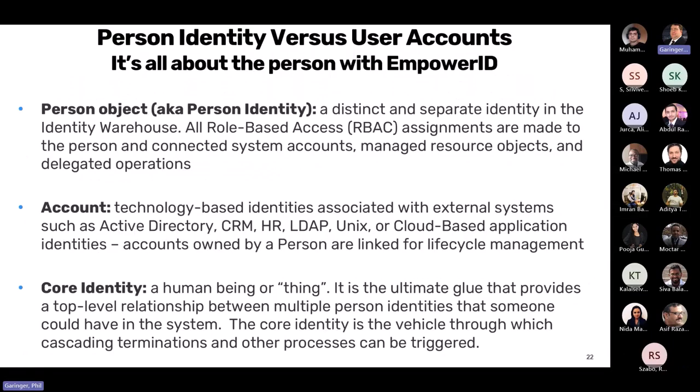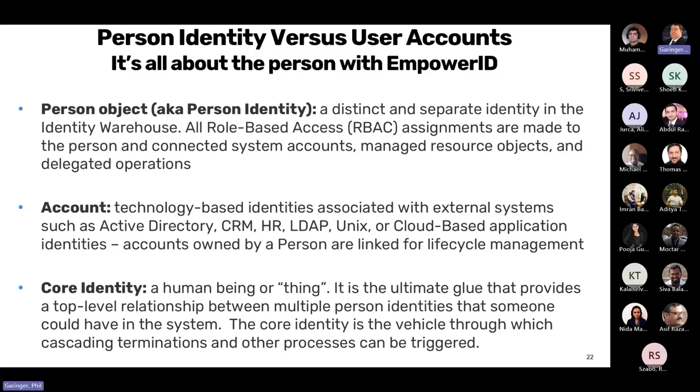Let's talk a little bit about some specific identity concepts in EmpowerID, and how we look at identities and accounts and people and all that stuff. How EmpowerID looks at identities within our identity warehouse. When we're managing identities in EmpowerID, the primary management identity that we're using is called the person object, the person identity. That's a distinct and separate identity in our identity warehouse.